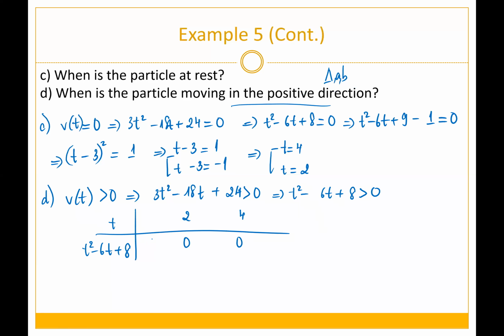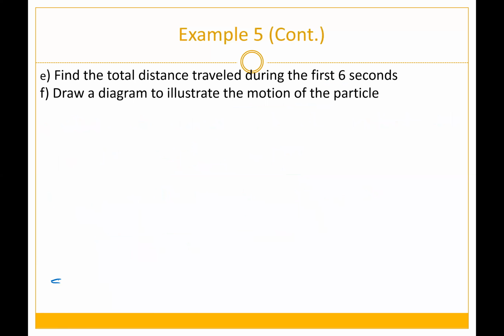If we put in 1 here, we have 1 minus 6 plus 8, so it's positive. From 2 to 4, if you plug in 3, 9 minus 18 plus 8 is negative 1. Then you plug in 5, so you have 25 minus 30 plus 8, so it's positive. Therefore, we're going to conclude that.